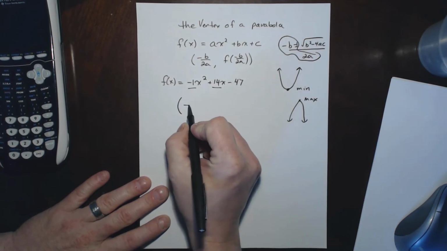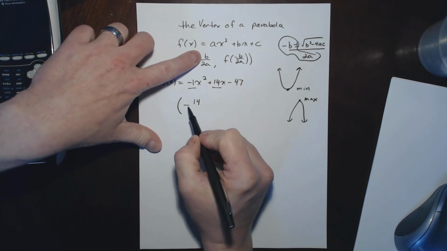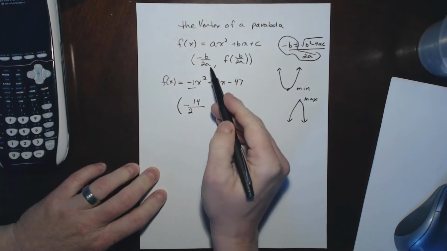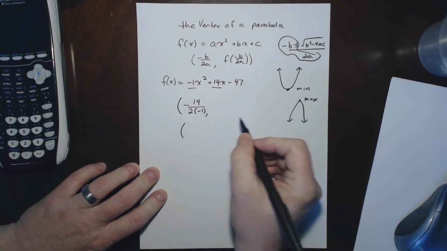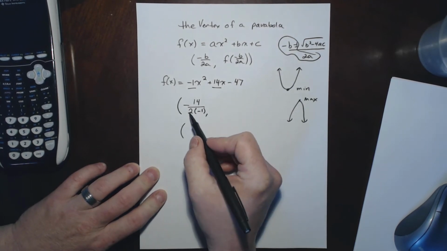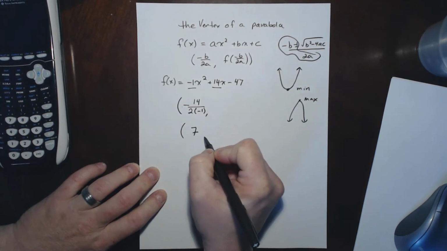So now it's going to be minus 14, which is my value of b coming from here, divided by 2 times my value of a, which is going to be minus 1. That simplifies to be 14 divided by 2. 2 negatives make a positive, so that's going to be 7.